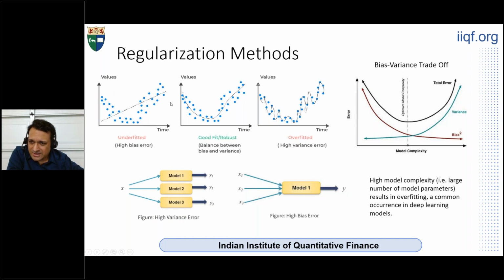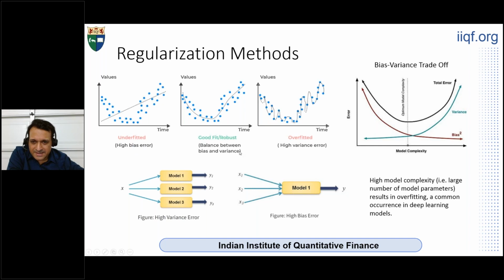Suppose the blue dots are the data points, the data that we have, and the dotted line is the model that we are trying to fit. As you can see in the diagram on the left, it's too simple a model, right? That's what is called an underfitted model. Here, the dotted line is capturing the overall story told by the data points, so we call it a good fit, a robust fit.